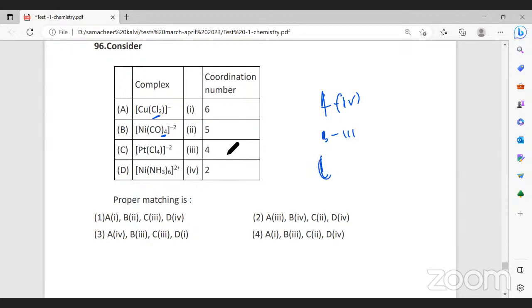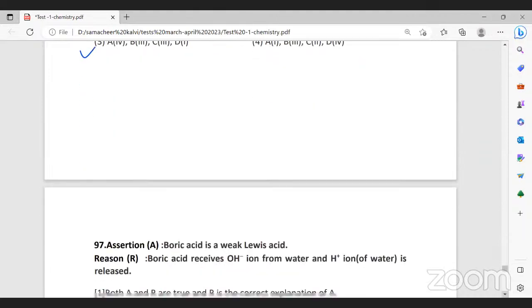For platinum, C, it is again 3, because 4 chlorine atoms. And for nickel, that is D, it is 6. The answer will be this. So here also 1, 2, 3, 4. So there is no compound with coordination number 5. So for both, the answer is this. So the answer for this question is option 3.